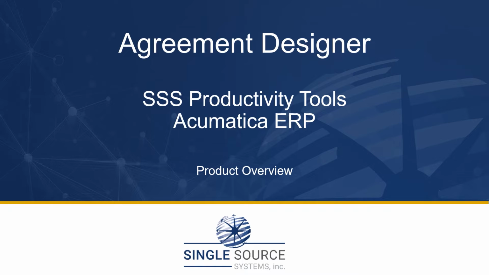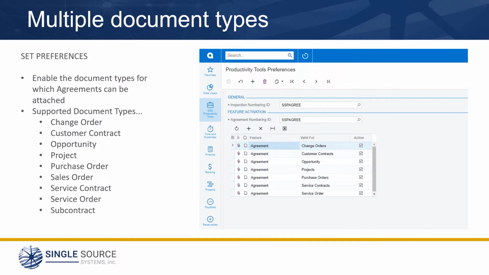The Agreement Designer is a module within the Single Source Productivity Tool product suite. The Single Source Productivity Tools are a collection of product extensions that enhance user productivity within the Acumatica ERP product. My name is Marty Rhodes, and I'll be your host in presenting this short video providing an overview of the Agreement Designer.